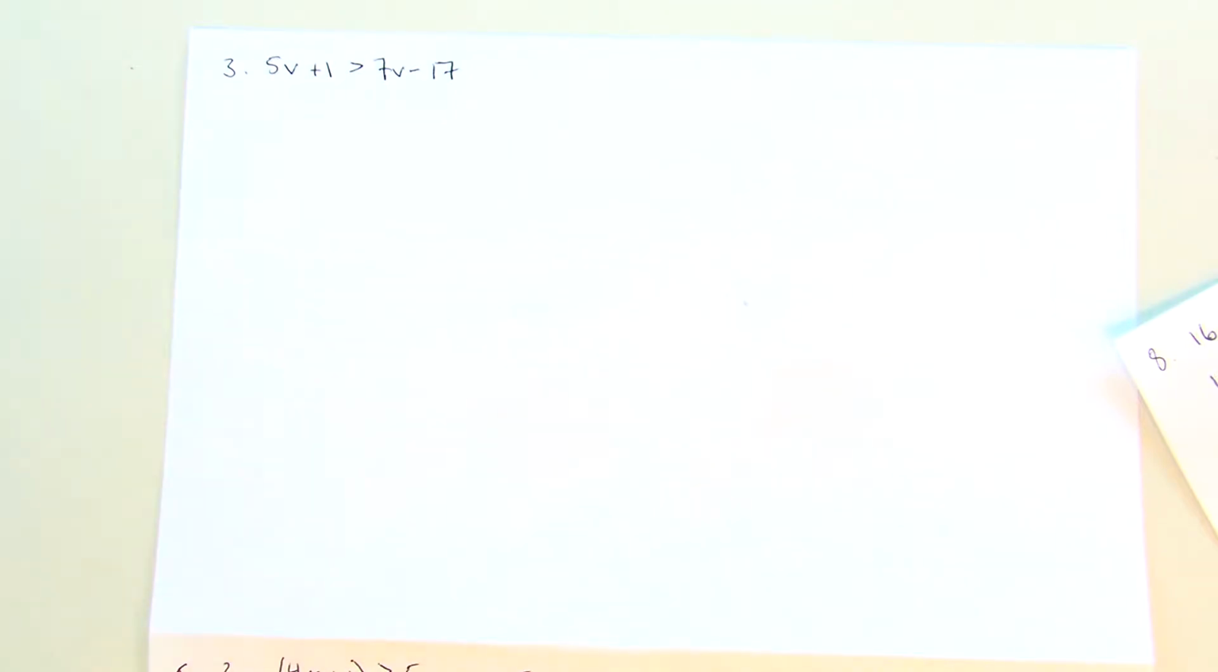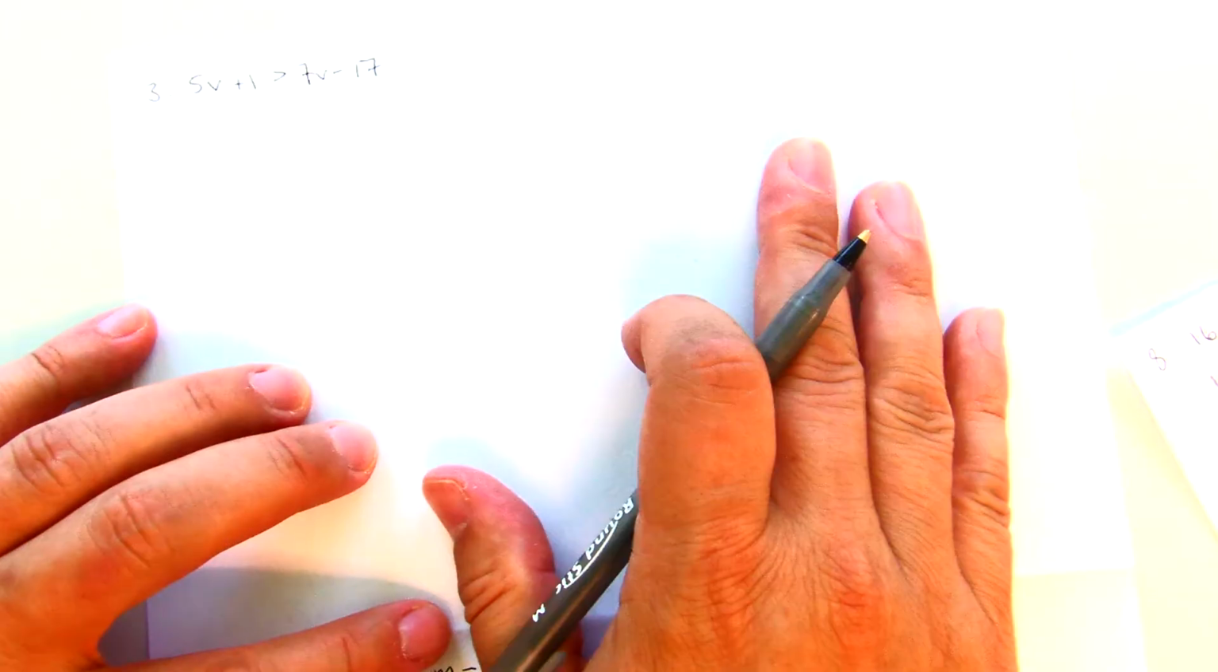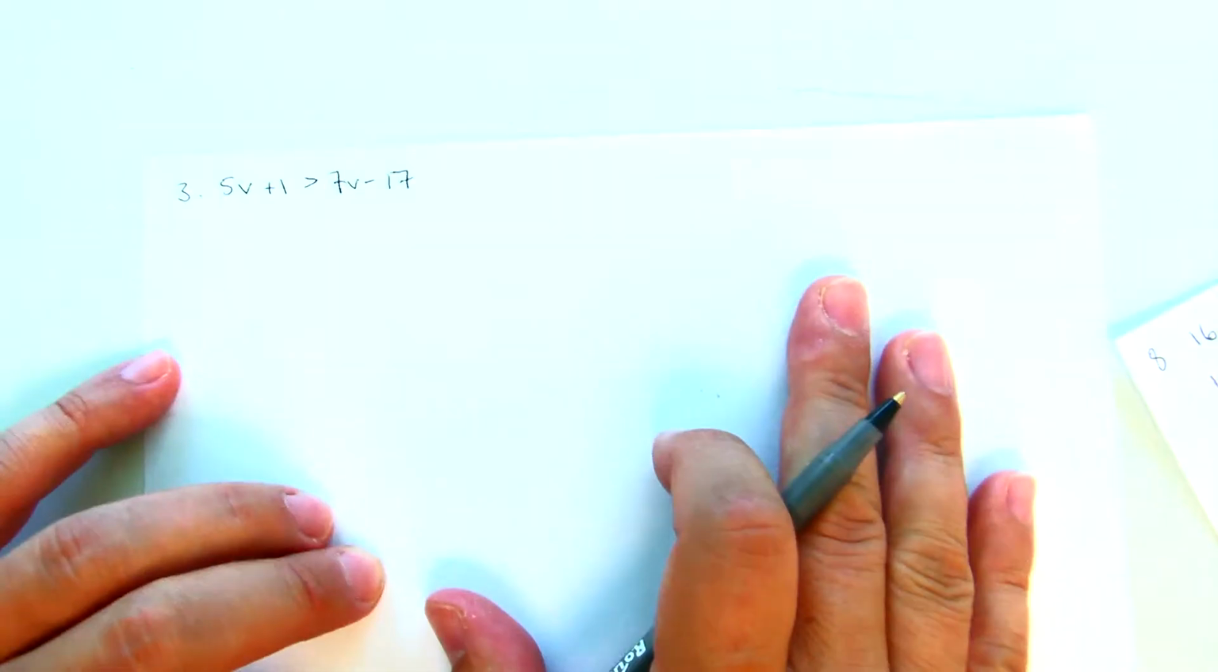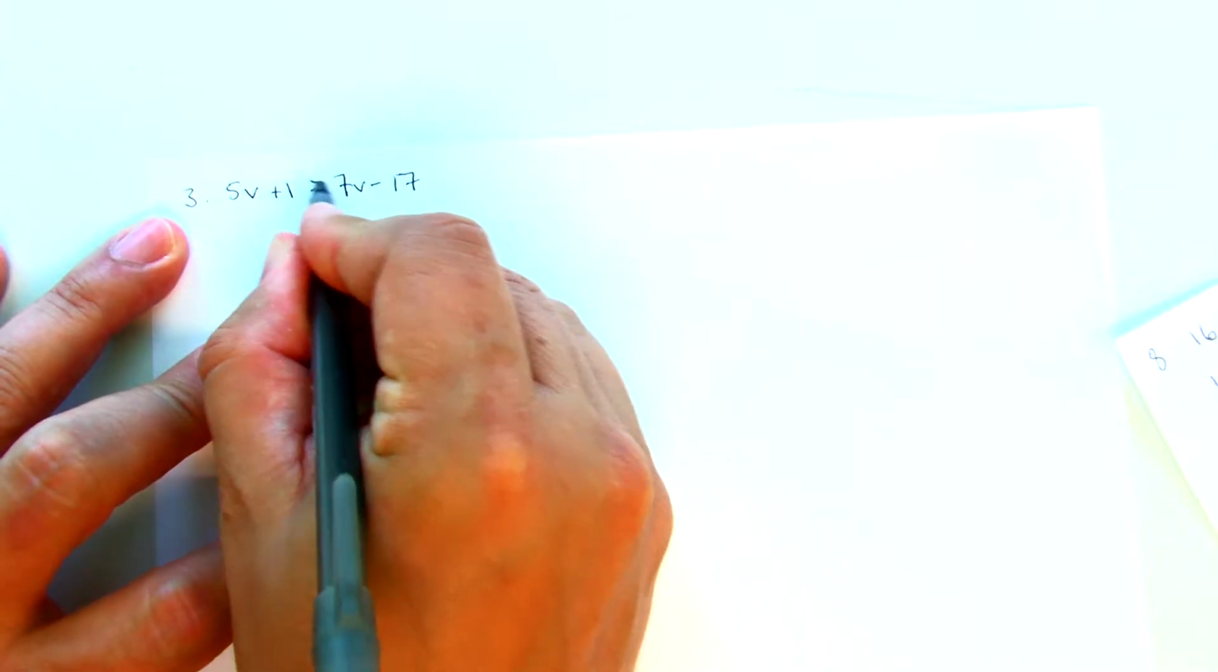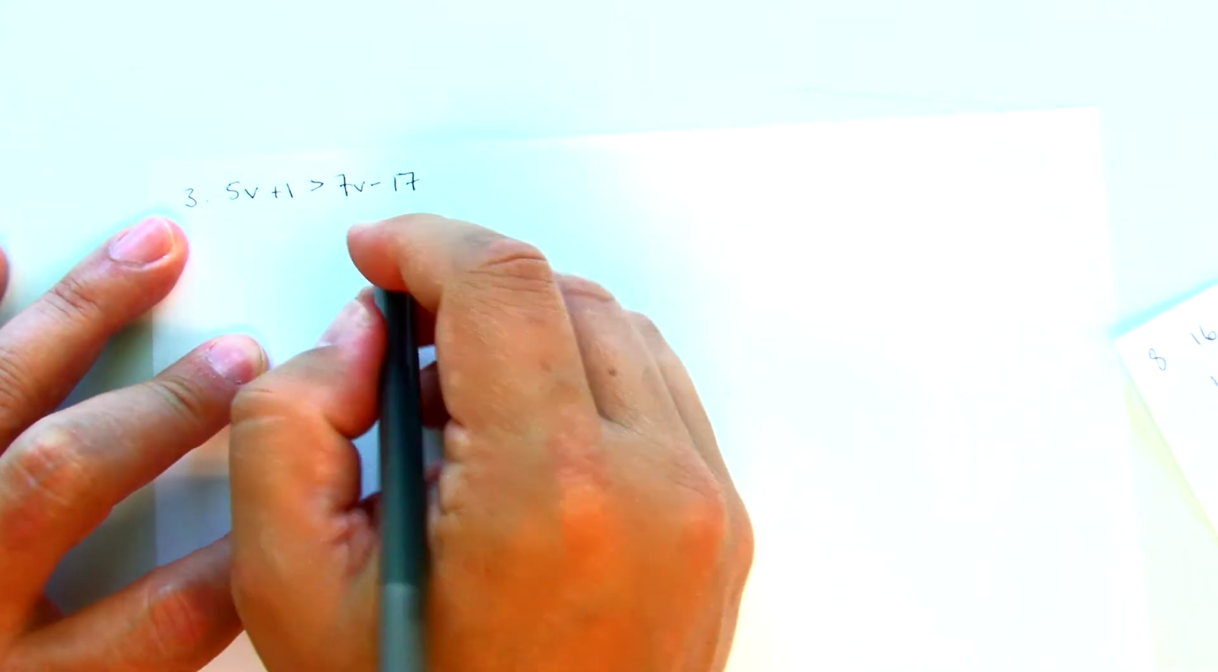Alright, so this is going to be a video on solving linear inequalities. It's going to be pretty quick. I'm just going to go through two examples and try to cover a couple of different things that come up when you're solving linear inequalities. So, alright, what have we got? 5v plus 1 is greater than 7v minus 17.